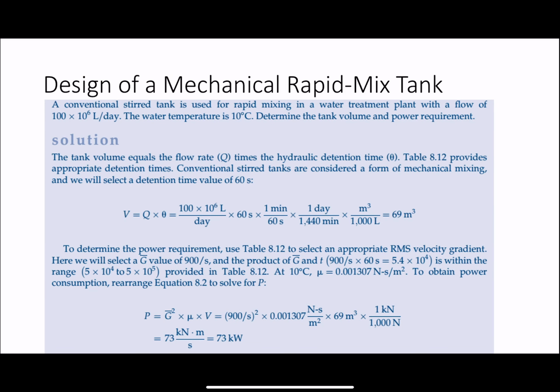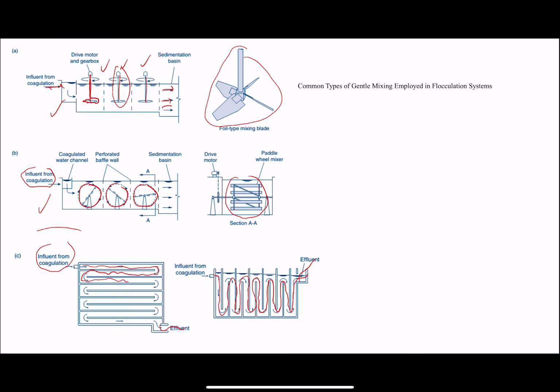Okay, let's look at the design of a mechanical rapid mix tank. A conventional stir tank is used for a rapid mix in a water treatment plant. The flow is 10 to the 6 liters per day, the water temperature is 10 Celsius. Determine the tank volume, and we need to know the power. Of course, we always have to care about the power because the money is here. How much power is going to be consumed? Remember the hydraulic one, it doesn't need any power.